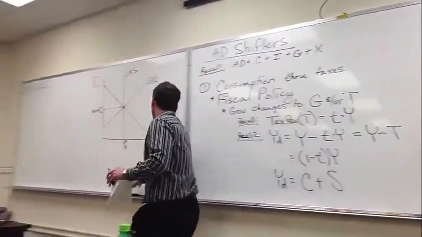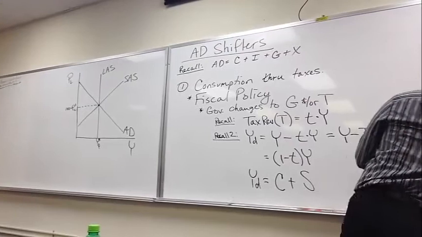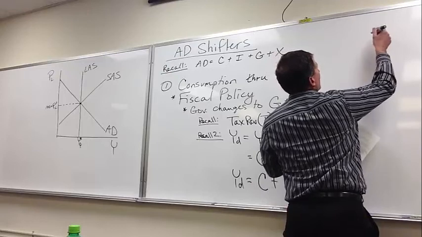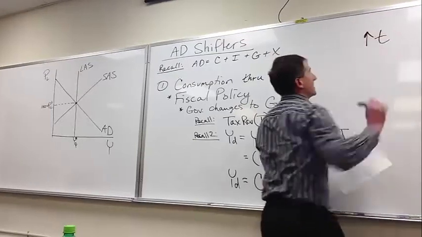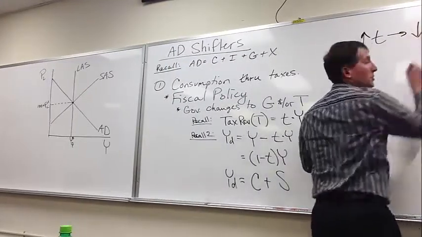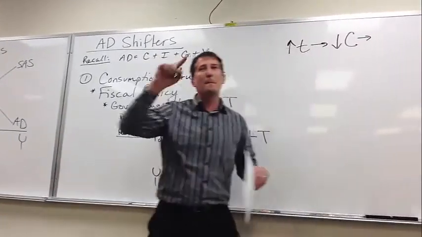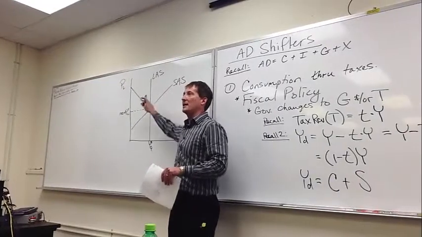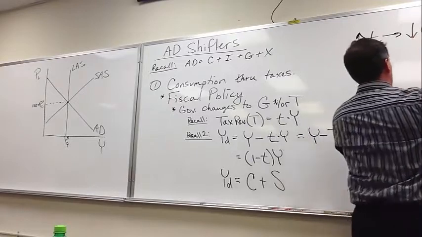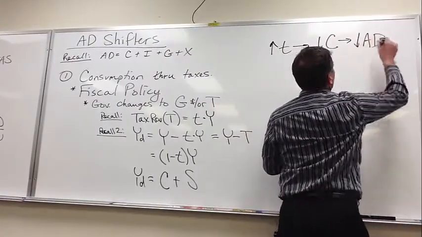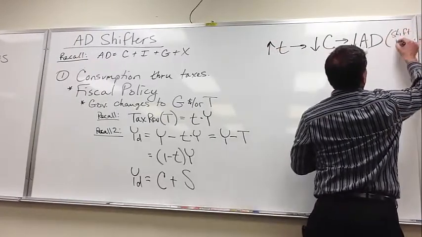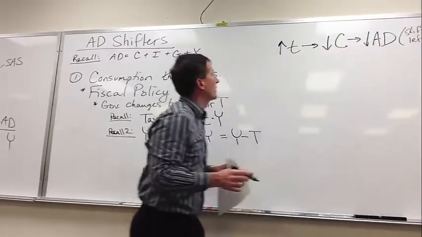So let me write that out. I'm kind of running out of board there, so I guess I can go right here. Let's go through the logic we just did. An increase in little t, an increase in the tax rate, leads to a decrease in consumption, which now is going to manifest itself in this model as a shift of the aggregate demand curve. So a decrease in consumption is going to lead to a decrease in aggregate demand. And that is a shift to the left of aggregate demand.